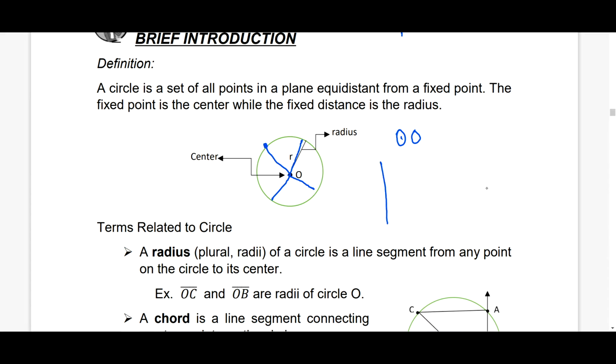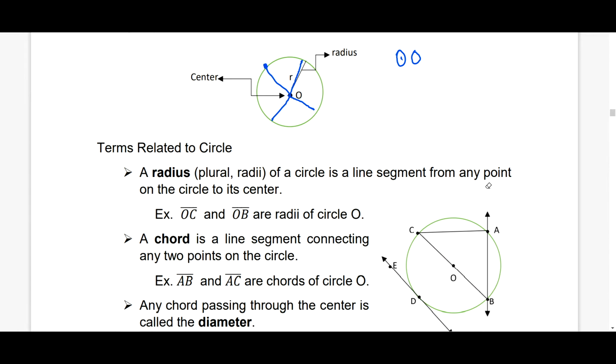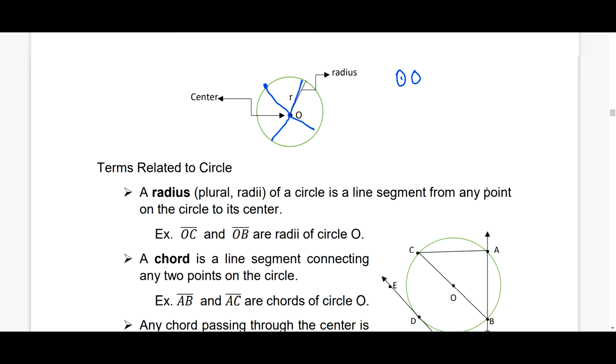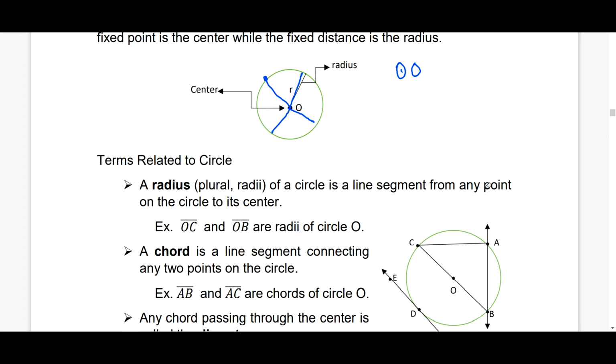So the terms related in circles, the first one is the radius. The next one is the diameter, which is double the radius. And take note that a diameter is a line that passes through the center. So since it passes through, meaning from one endpoint on the circle to another endpoint on the circle, they provided that it passes through the center. So that's the diameter.